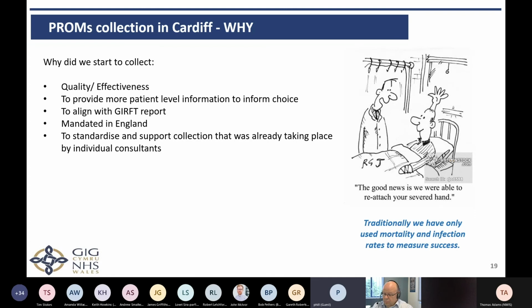The other reason was to align with the Get It Right First Time initiative. This was procured by the British Orthopaedic Association several years ago and was led by a clinician called Tim Briggs, who's a knee surgeon who went around England and Wales looking at practice. And he found a huge, rather concerning variation in practice across the country. There were some centres performing extremely well with cheaper implants and others using much more expensive implants and not doing so well. So this became a concern.